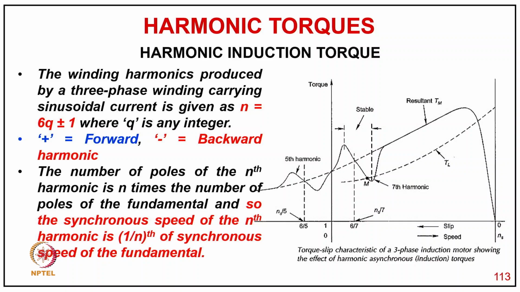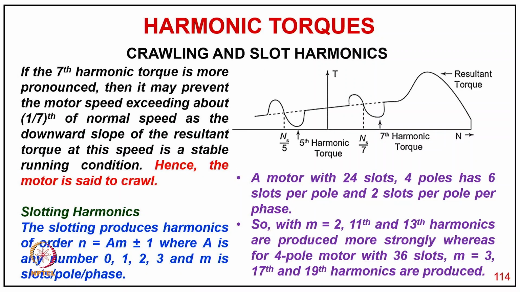So the number of poles of the nth harmonic is n times the number of poles of the fundamental, because it is a space harmonic. So the synchronous speed of the nth harmonic is 1 upon n of the synchronous speed of the fundamental. As you can see, the 5th harmonic is 1/5 of the synchronous speed, the 7th harmonic is 1/7 of it. Well, these affect what is typically called the crawling phenomenon, and slot harmonics.